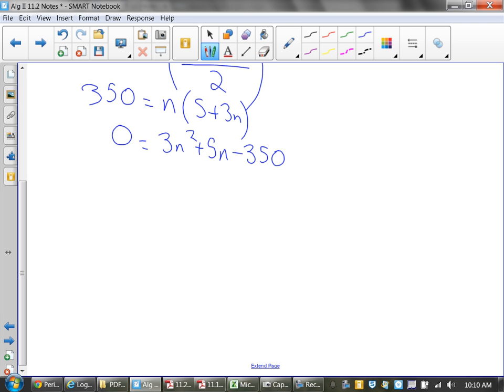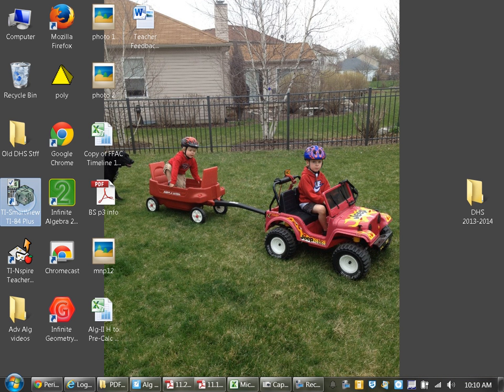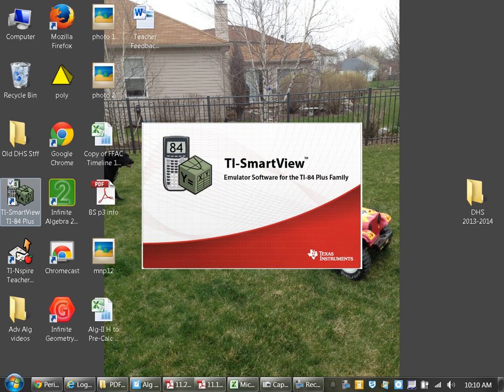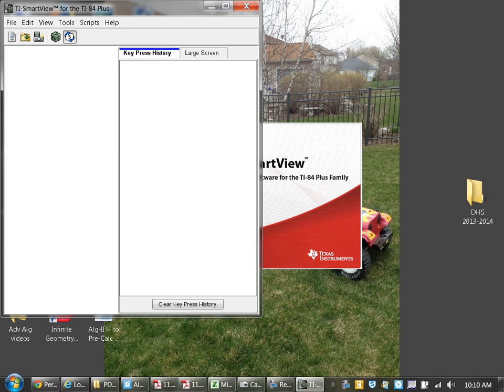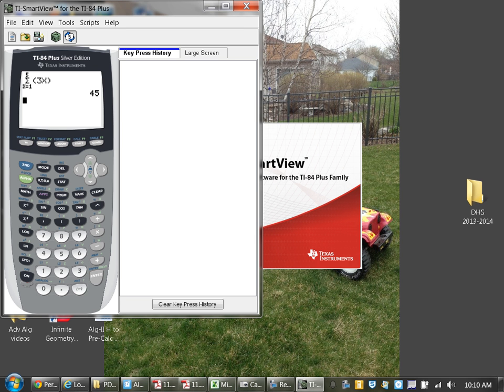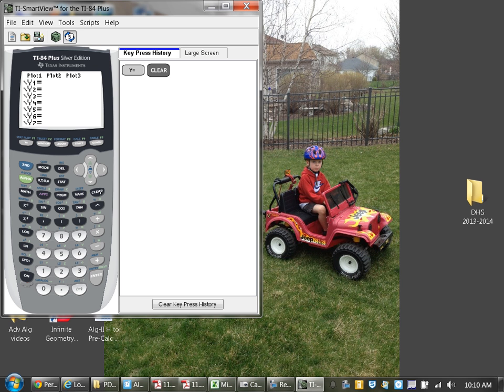If I use my calculator, though, I can graph that, right? I can find zeros, calculate zero. Do you guys agree that you're going to have one positive value, one negative value for this problem? Which one do you think you're going to want to use? The positive value. You want to use the positive zero here, because the other one would give you negative numbers. So go to your y equals. What was it, 3x squared plus 5x, and then minus 350?